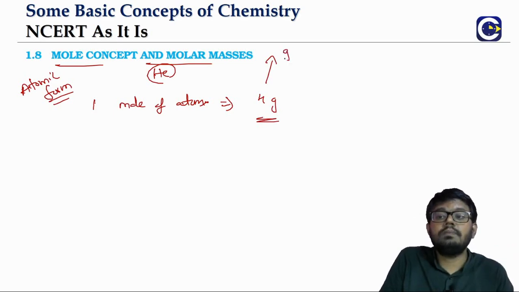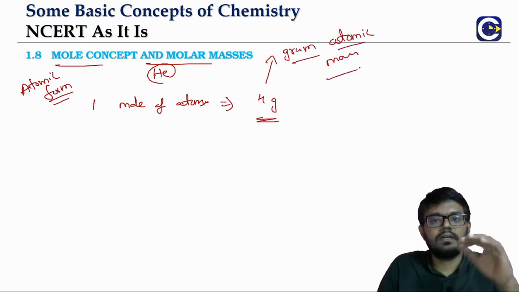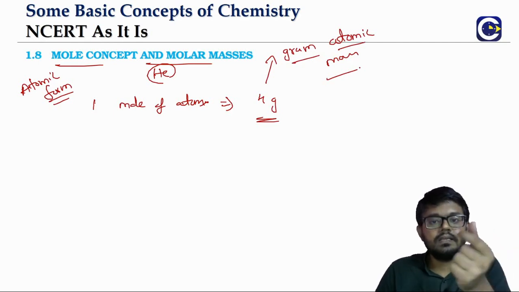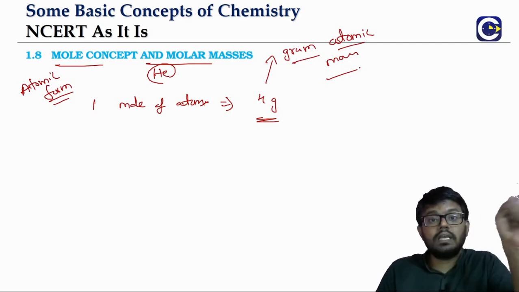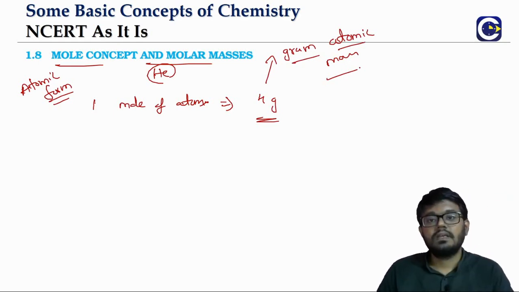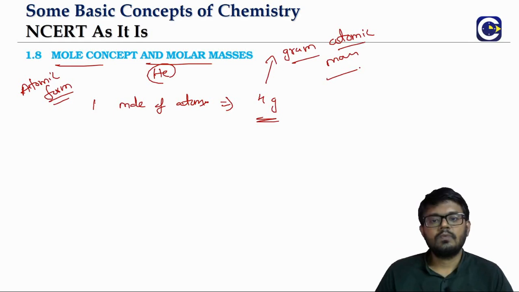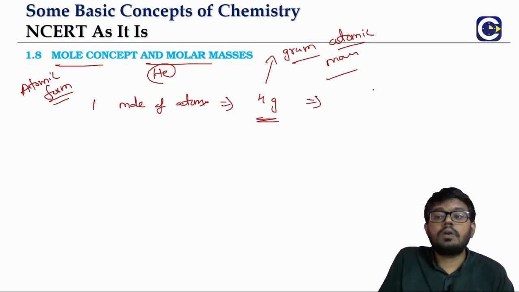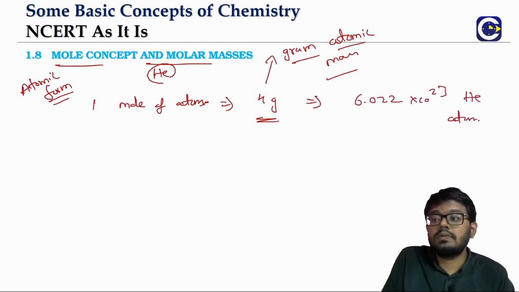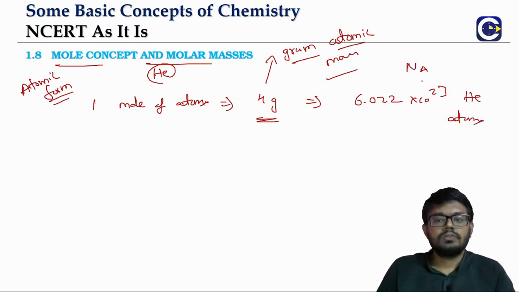That is the reason why we also call it gram atomic mass. See how beautifully the word is given, gram atomic mass. So the mass will be in units of grams, and the numerical value will be the same as atomic mass. What is the difference? Atomic mass means the mass of one atom. Gram atomic mass means the mass of 1 mole of atoms. So 1 mole of atoms will have Avogadro number of helium atoms. What is Avogadro number? 6.022 into 10 power 23. So this is how we can correlate.